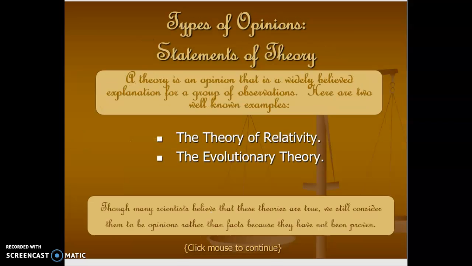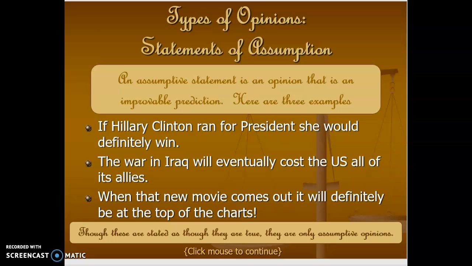Sorry. So a statement of a theory is an opinion. A theory is an opinion that's widely believed as an explanation for a group of observations. So the theory of relativity or the evolutionary theory, even though a lot of scientists believe in them, it's still considered to be opinions because they have not yet been proven 100%.